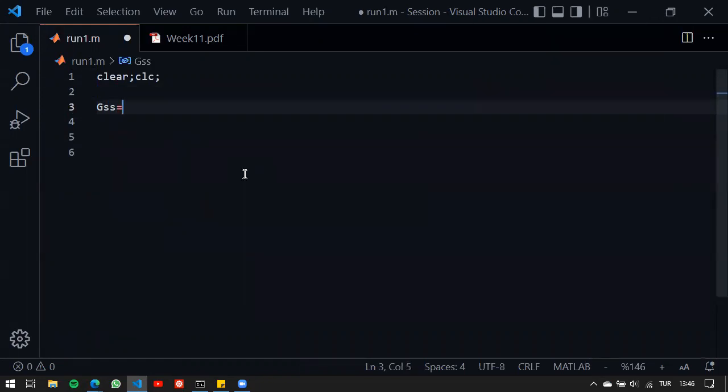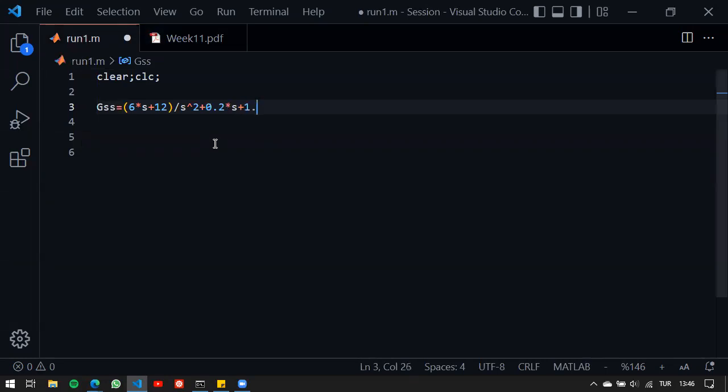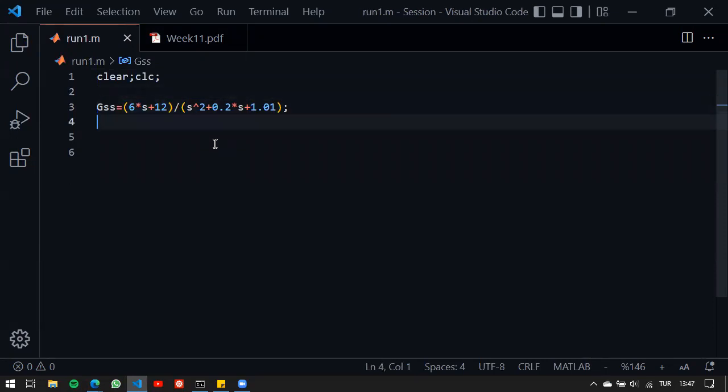So we have basically 6s plus 12, 6 times s plus 12, divided by s squared plus 2s plus 101. So if we state this as a differential equation, if we convert it into a differential equation, we'll see that there's a slight problem with this system. So let's first obtain that.